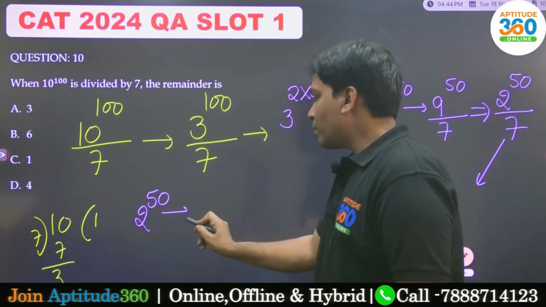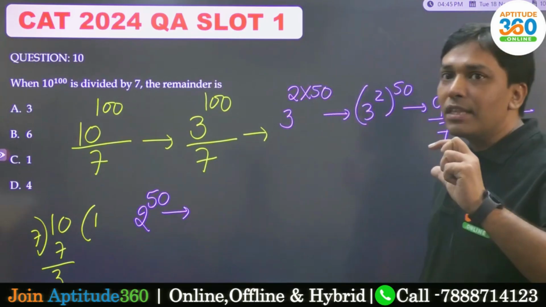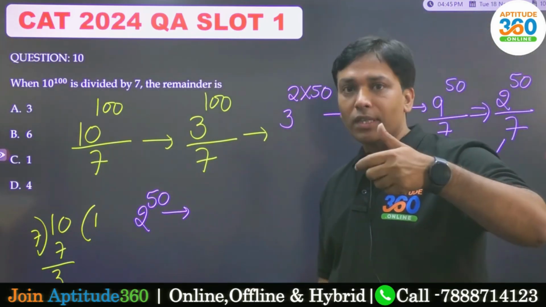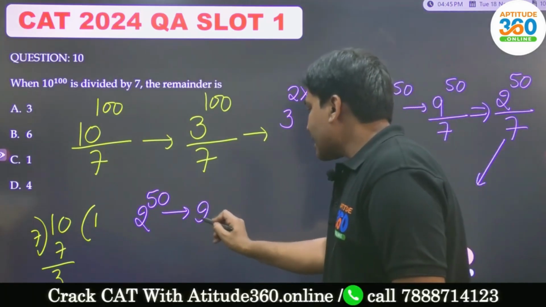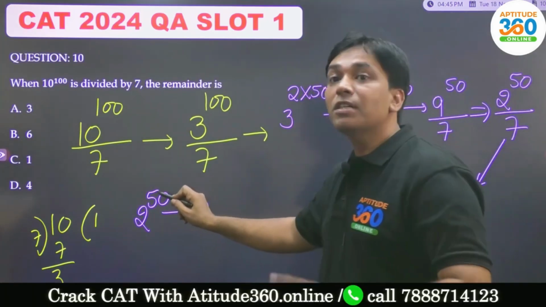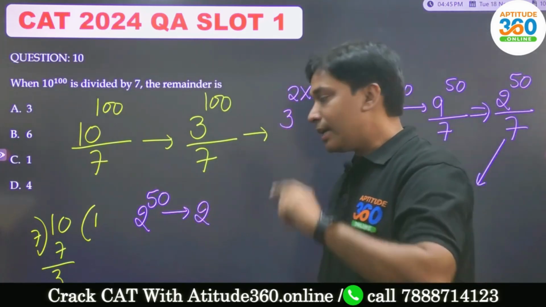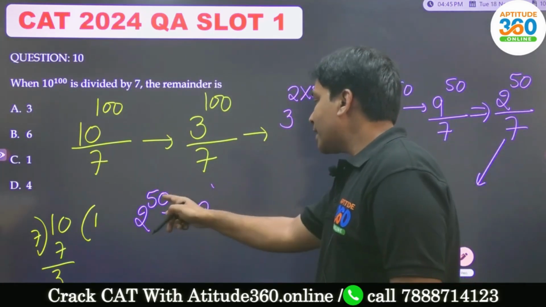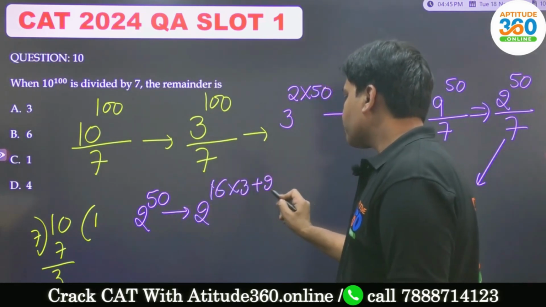Can I write this number? Because it has to be very, very close to 7. Which power of 2 is closer to 7? It is nothing but 8. So this can be written as: divide 50 by 3, because 8 is 2 raised to 3. So when you divide 50 by 3, it is 16 into 3 plus 2.